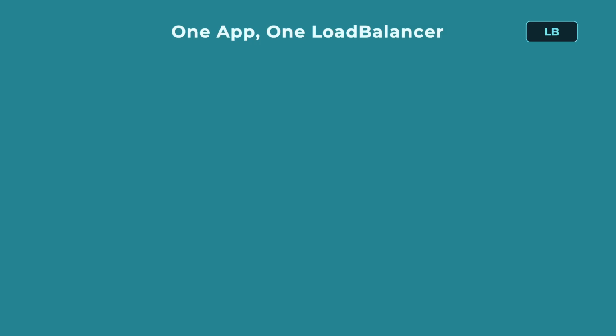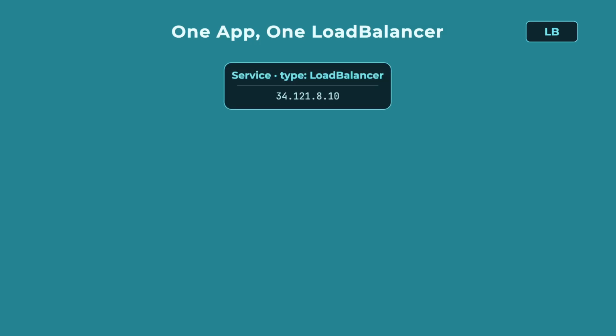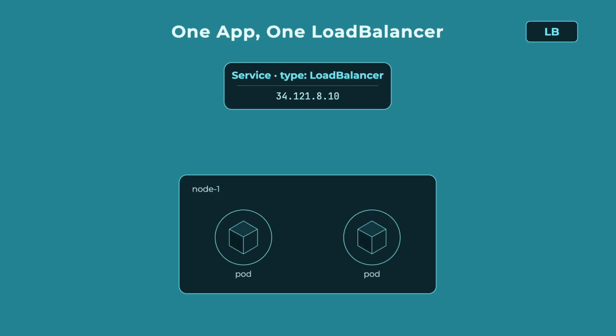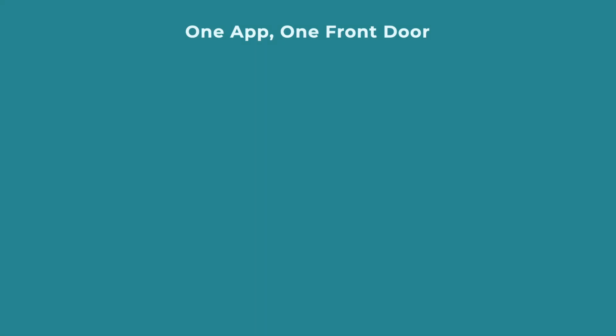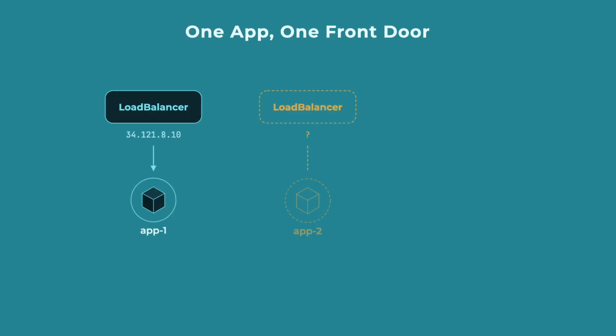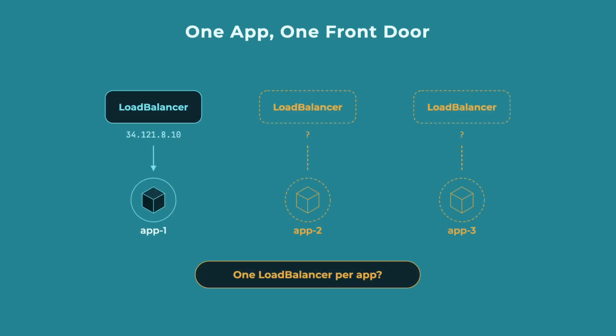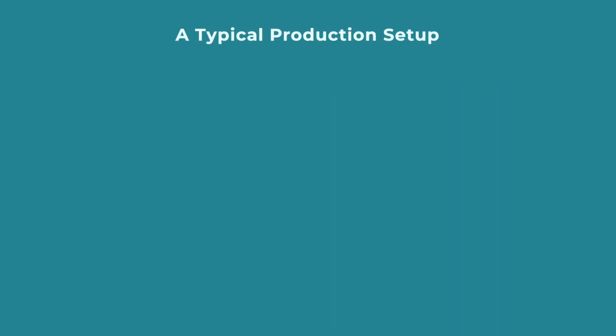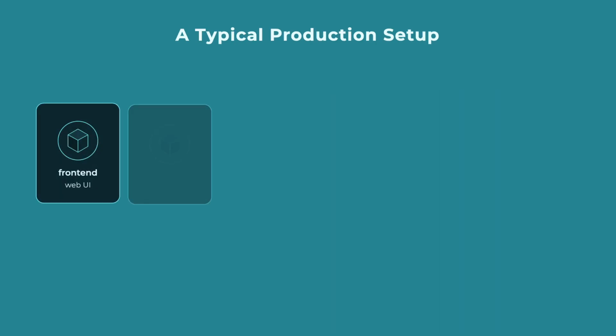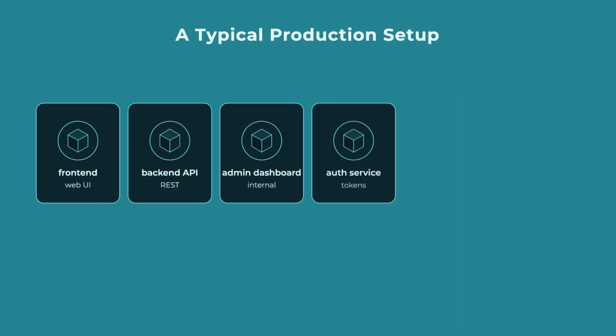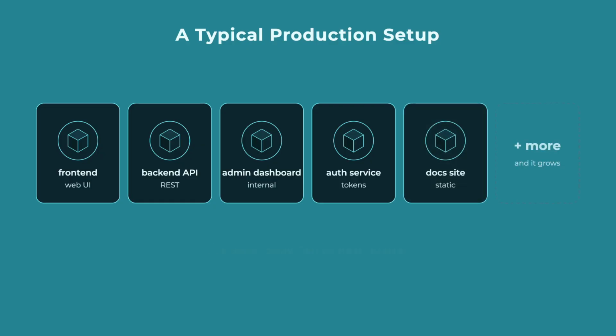Let's understand the problem first. In the services video, we exposed one app using a load balancer. The cloud gave us the public IP and the traffic flowed directly to the pods. For a single application, this works fine. Like one app, one front door, simple. But of course, production has many apps. So let's count the real cost. A typical production setup has a front end, back end, API, admin dashboard, and a lot of other things. And it keeps on growing.